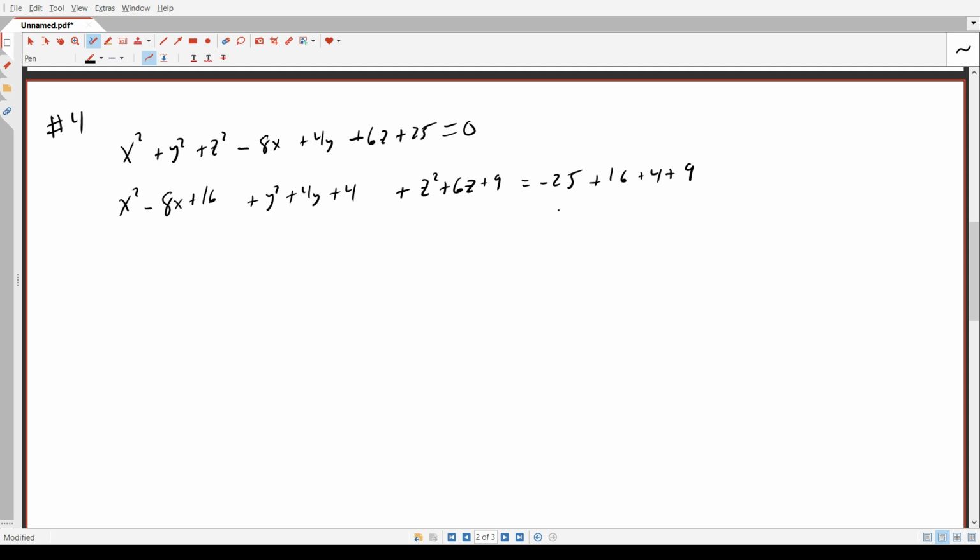So that's 29. So this is going to be 4. So we'll see that the radius is 2, but that wasn't... Is that the next question? That might be the next question. Yeah, okay.